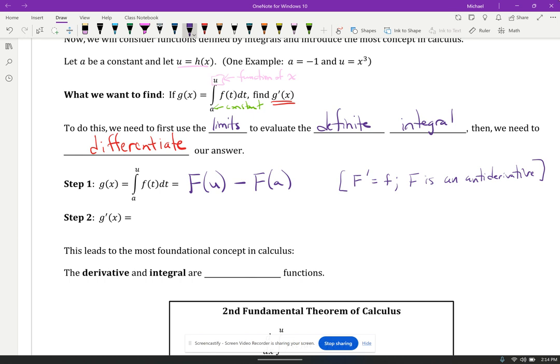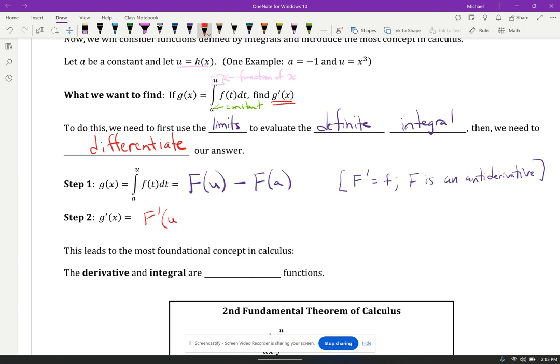So the derivative of capital F is little f. That's how we found the antiderivative. Okay, we did step one, but now we're going to have to take the derivative. Okay, well, if I'm going to take the derivative, I'm going to take the derivative of the first part and the second part. Well, the derivative of the first part would be f prime, except as I go to write the next part, I remember u is a function of x.